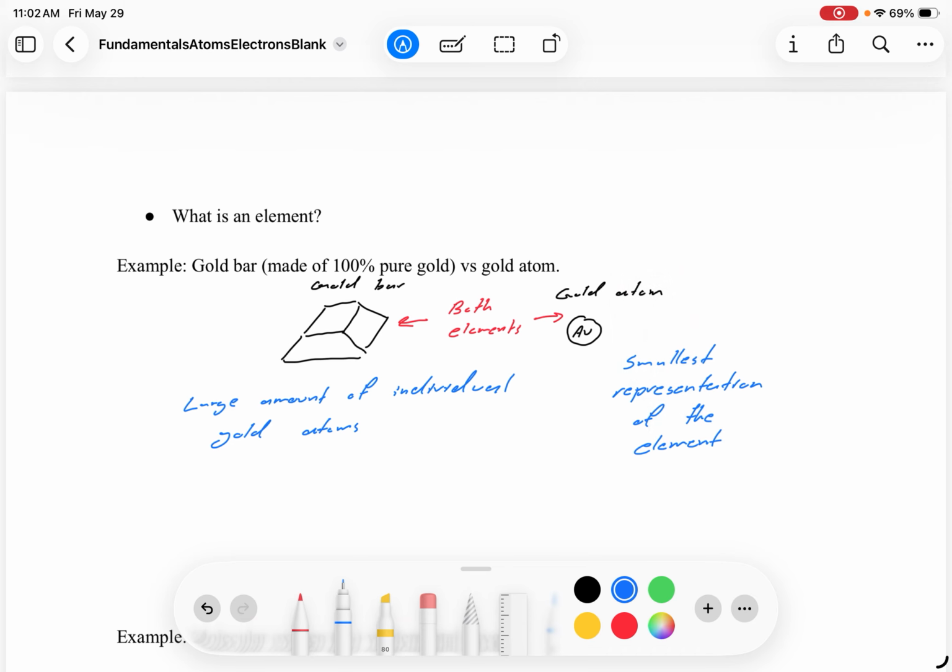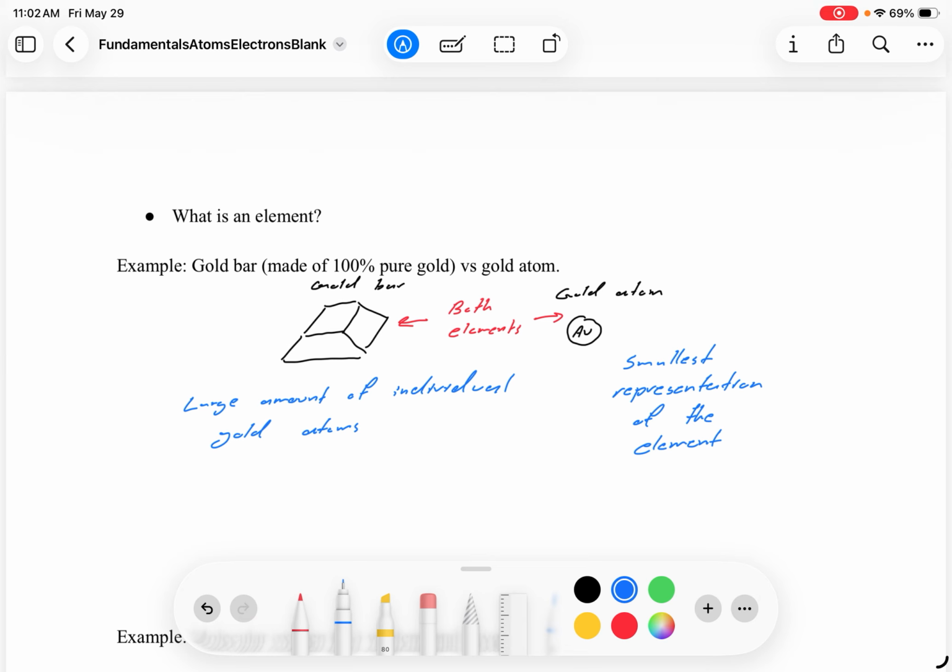So in simplest terms, an atom is the smallest representation of an element. So it is still that element, but it's in its smallest form. Think about it this way: if I have a gold atom, is it still gold? Are its physical and chemical properties still that of gold? The answer is yes, right?